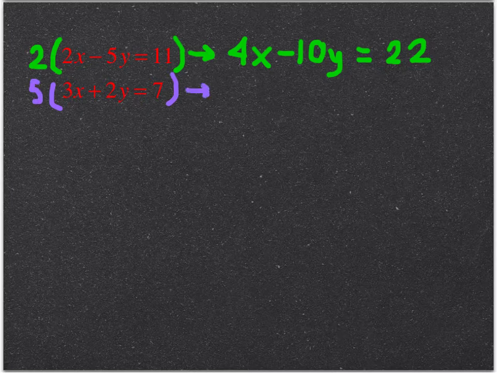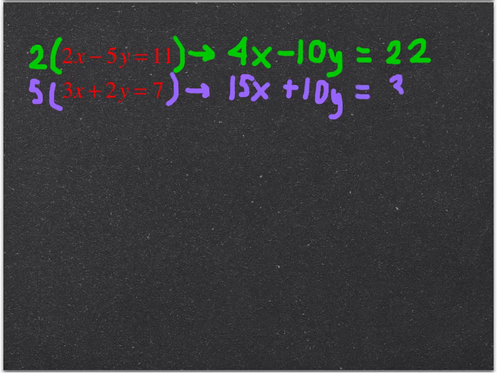So then if I do that, I get 15x plus 10y equals, 5 times 7 is 35, right? Okay. Just got to make sure I did that right. Yeah, so that seems right. I'm just wondering about it. Looks like I'm going to have kind of a strange answer here, but I'm going to keep going with it and see what happens.